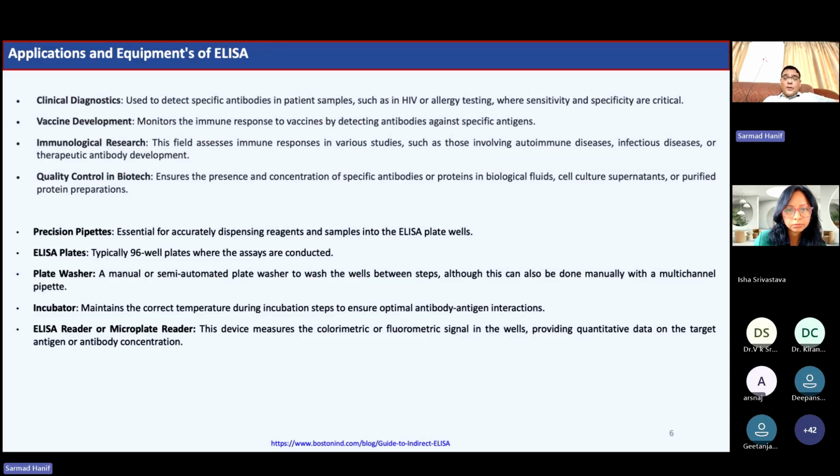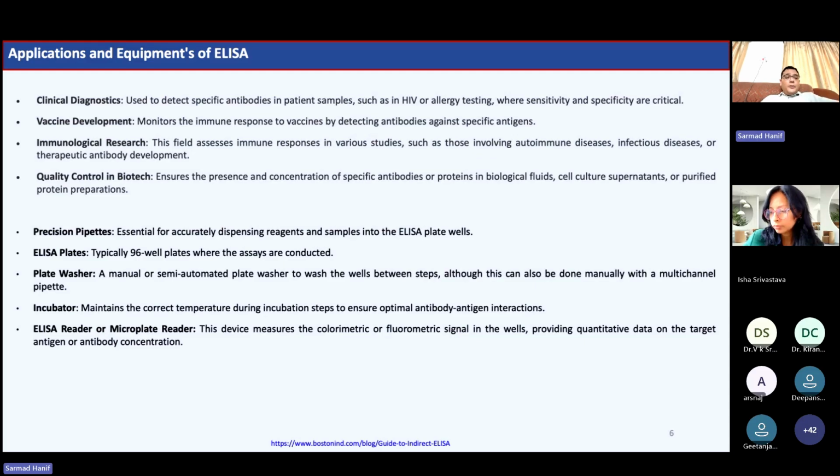What is their concentration? Or even if you are identifying the antigen, what is the concentration of the antigen? If you are estimating the antibodies, what is the concentration of the antibodies? So it is a kind of quality check also.